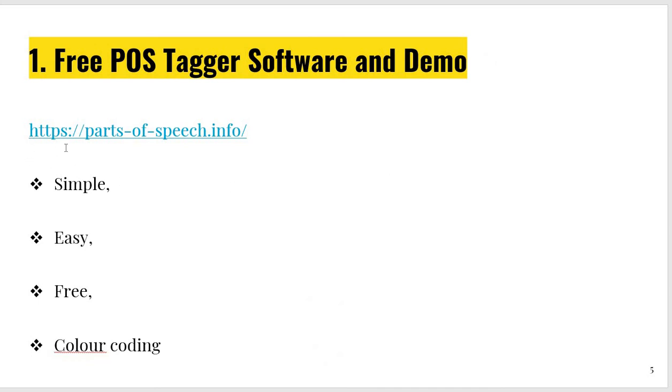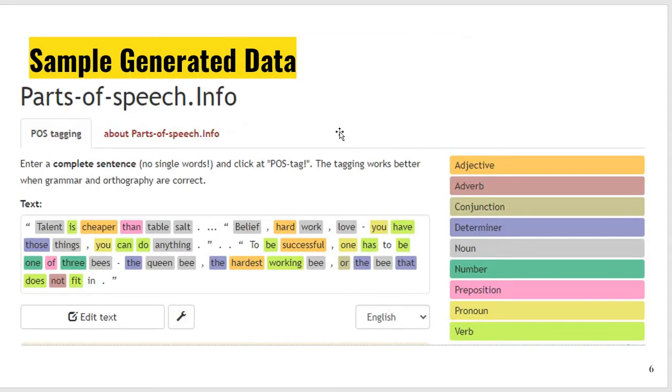This is the link of the POS tagger software. It is very simple, very easy. It is free of cost. It has different color coding for different words. For example, one certain color has been given to nouns. In all analyses, you will find the same color for nouns. I will show you a sample analysis.